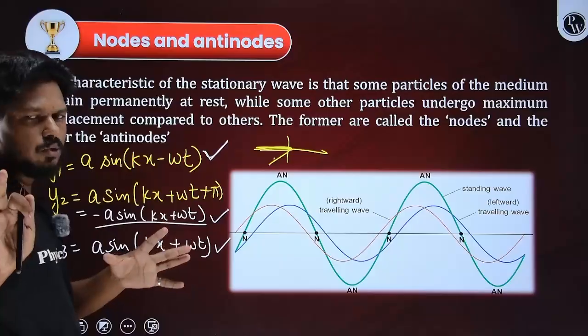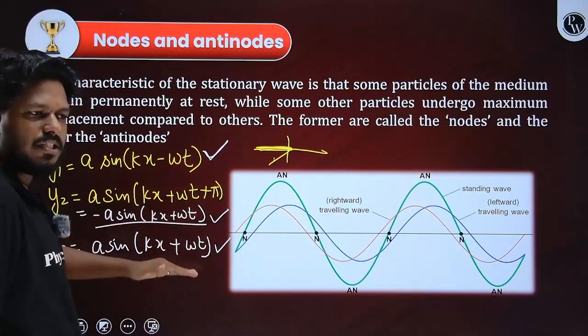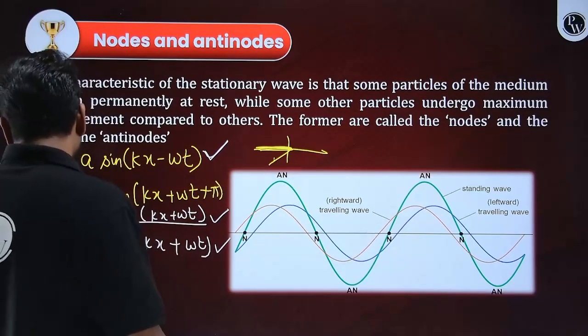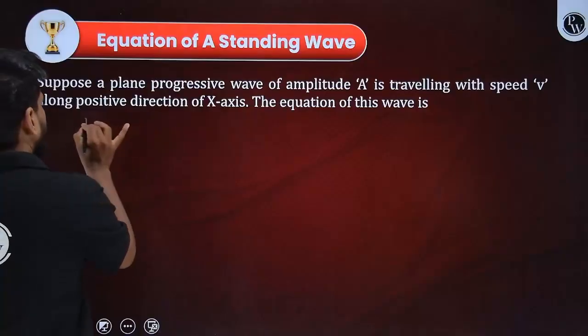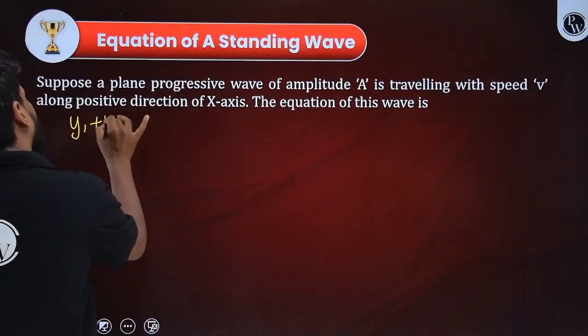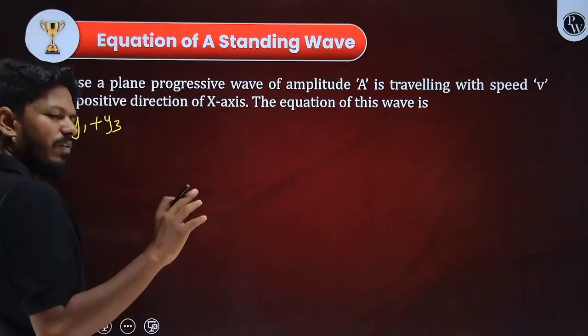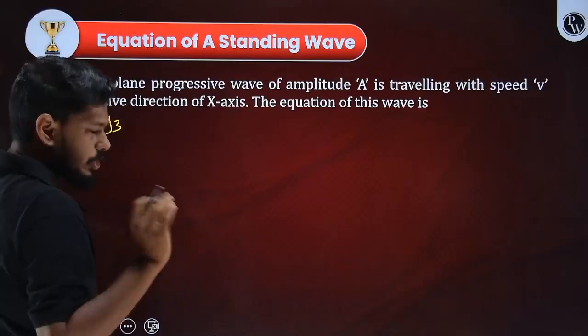You can take any two waves and add. This is my wave and this is my another wave. You can take like that. Okay. So there is no issue in it. So y1 plus y3, or you can have y1 plus y2 also. That is not at all an issue.